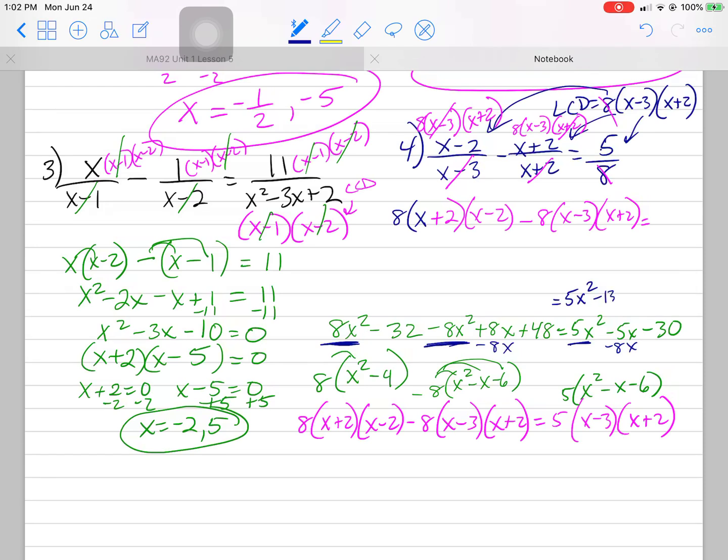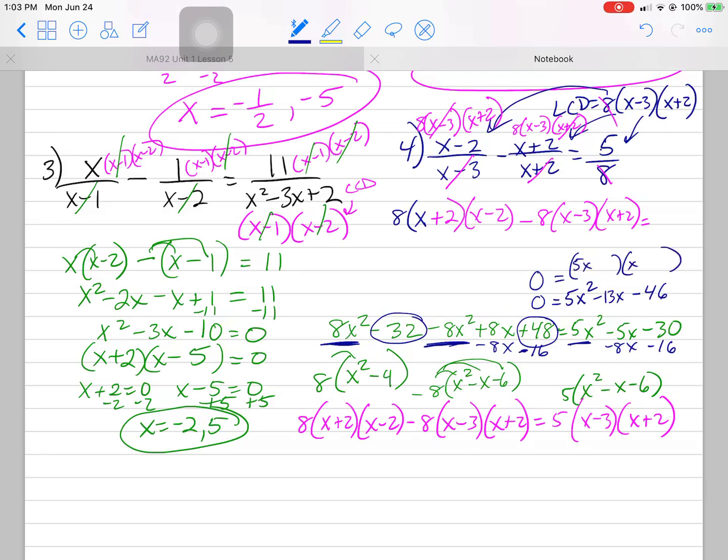So that's negative 13x. And I have a negative 32 and a positive 48. So that makes it a positive 16. So I'm going to take away 16 from both sides. So that's going to make that a negative 46. And then that's going to factor. By the way, that's a 0 now. Hopefully that's going to factor.